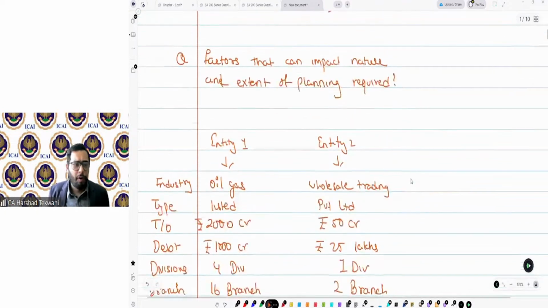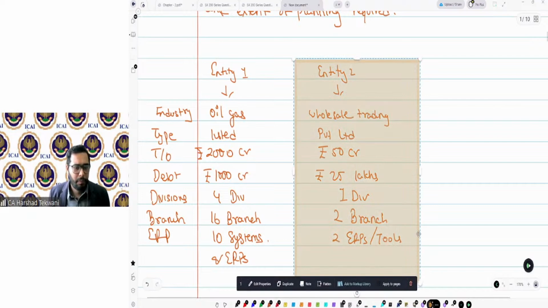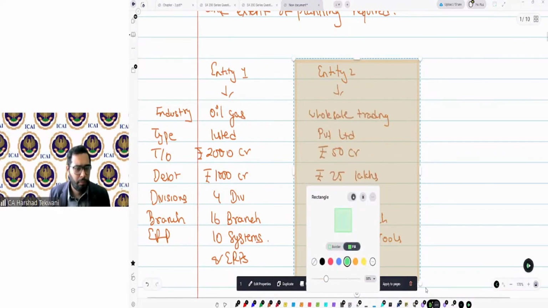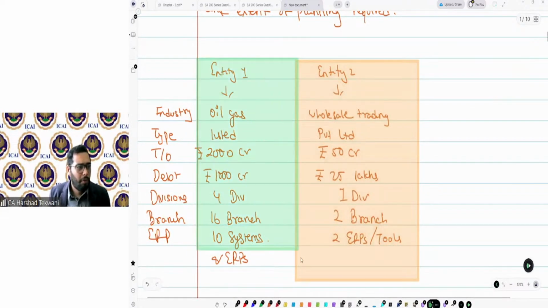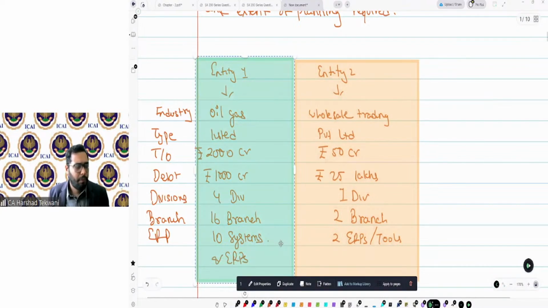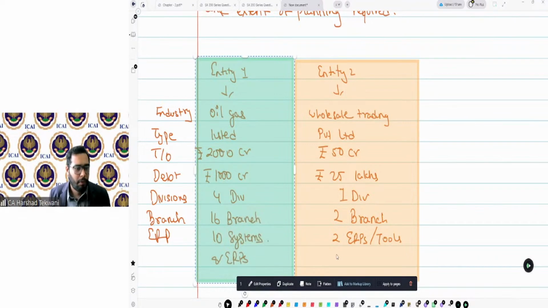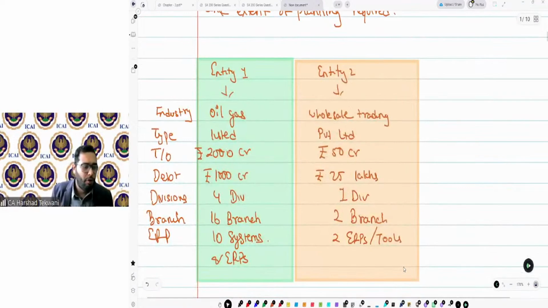Now, this is some information given about 2 entities. This is entity 1 and this is entity 2. Okay. Now, you tell me, in both of the cases, do you think you require the same amount of planning? Will these both entities require the same amount of planning?